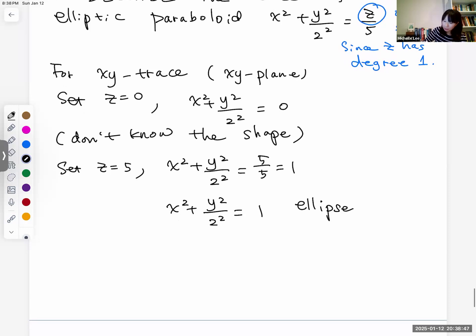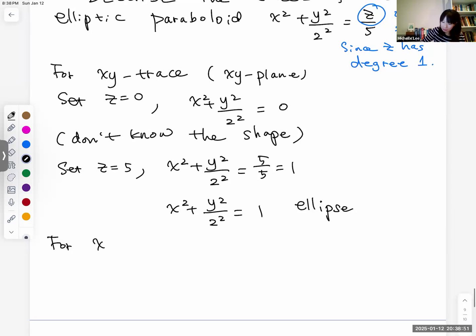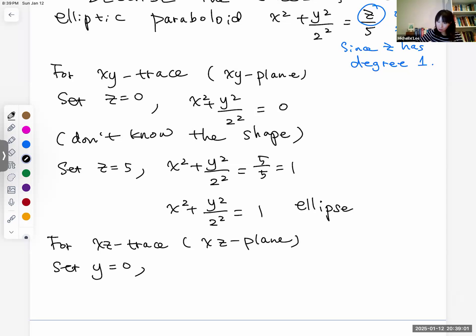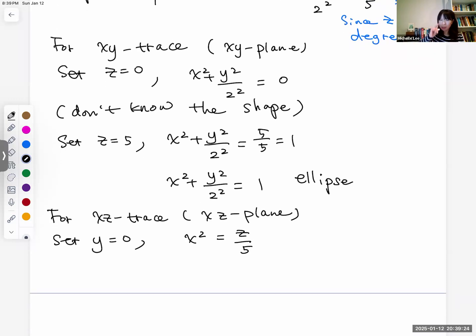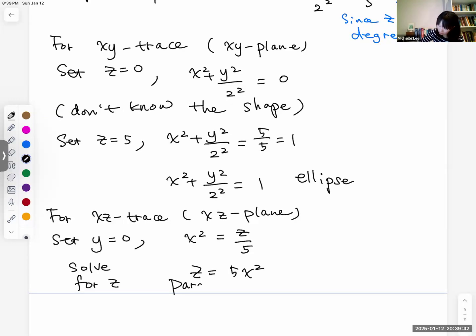Good job. Okay, now the xz trace. That's the xz plane, so let's set y equal to 0, and that term will be 0, right? So x squared equal to z over 5. Then solve for z. Then we have z equal to 5x squared. This is a parabola, right? So that would be the zx plane, and it looks like this.